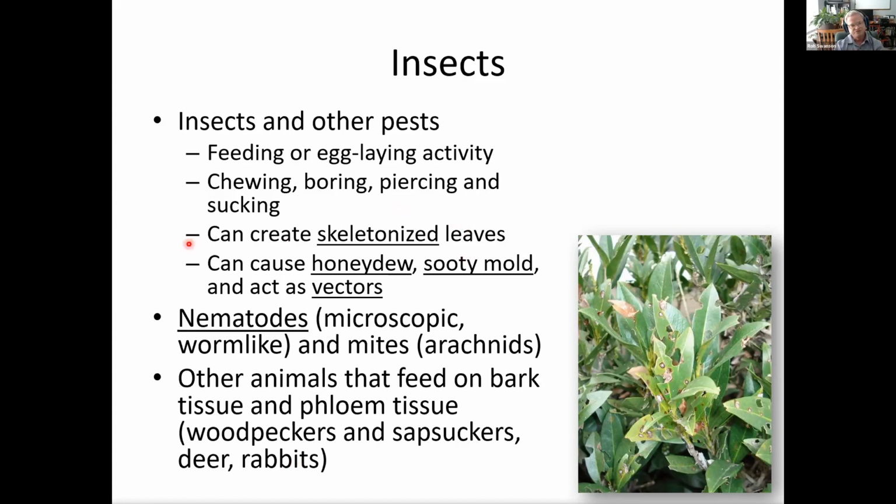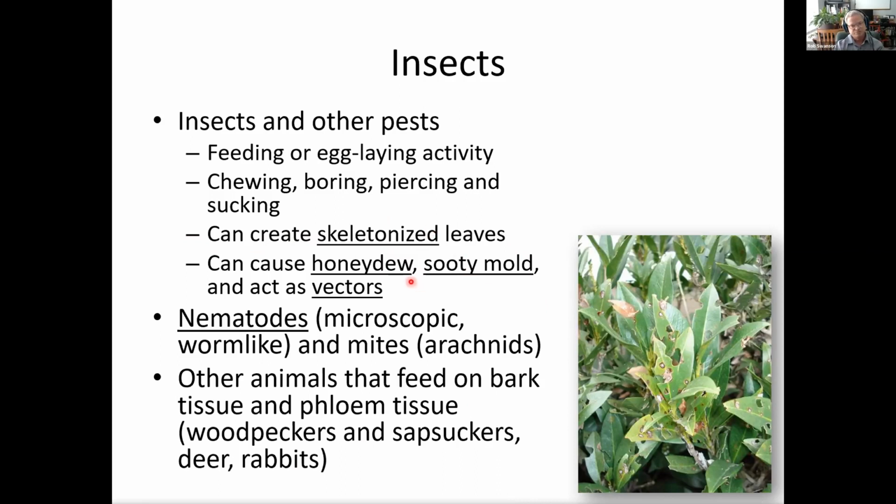You can also have some that can skeletonize the leaf. This is where, remember we talked about the vascular bundles inside of the leaf, the little veins that run through the leaf, and then in between the veins we have leaf tissue. So skeletonizers eat all the leaf tissue but don't eat the veins. And so you're left with what looks like a scaffold or a skeleton.